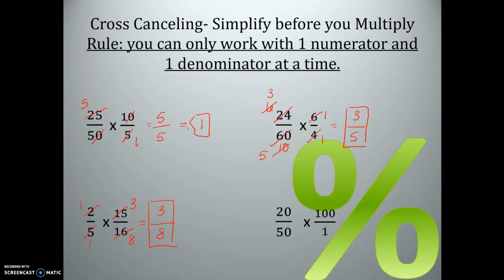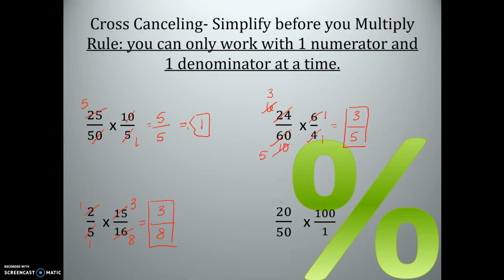All right, last one, and then you guys are going to do some problems on your own. 20/50ths times 100. All right, now let me just take a minute here and tell you what you cannot do when you are cross-canceling. You cannot cross-cancel numerators together, and you cannot cross-cancel denominators together. Here's what I mean by that. You cannot look at this 20 and this 100 and be like, oh, hey, 20 and 100 have a common factor of 20. I'm going to divide both by 20. No, you can't do that. That is against the rules in cross-canceling land. So you have to work with a numerator and a denominator. You cannot work with numerators together, and you cannot work with denominators together.